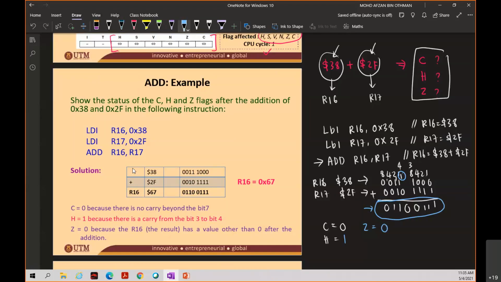And then, what is the current value of your R16? Can you tell me the current value of R16? After you do this addition, the result will be stored in R16. So you need to change this binary to hexadecimal. This 0111 is equal to 7, and 0110 is equal to 6. So R16 now will have hex 67.